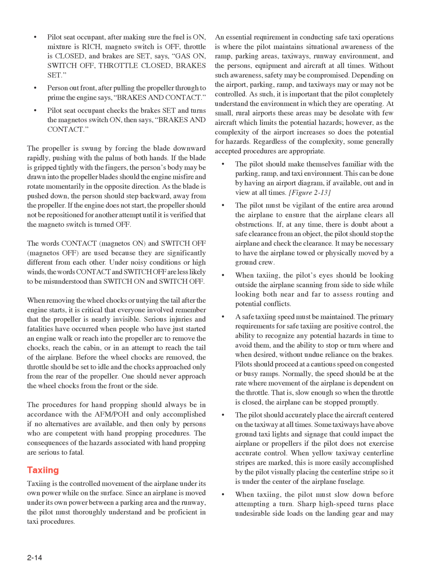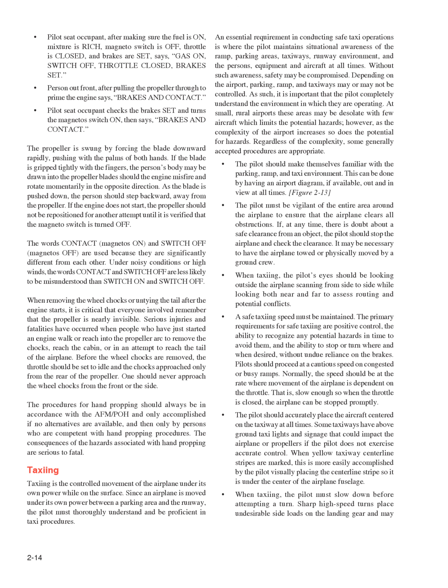When taxiing, the pilot's eyes should be looking outside the airplane, scanning from side to side while looking both near and far to assess routing and potential conflicts. A safe taxiing speed must be maintained. The primary requirements for safe taxiing are positive control, the ability to recognize any potential hazards in time to avoid them, and the ability to stop or turn where and when desired, without undue reliance on the brakes.